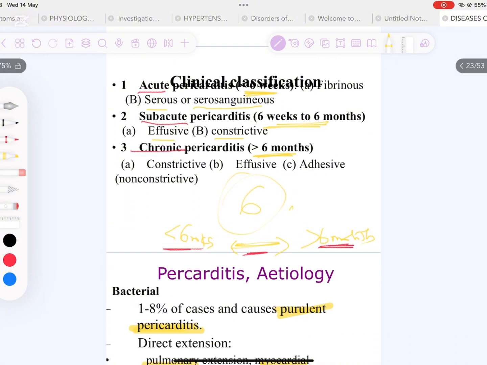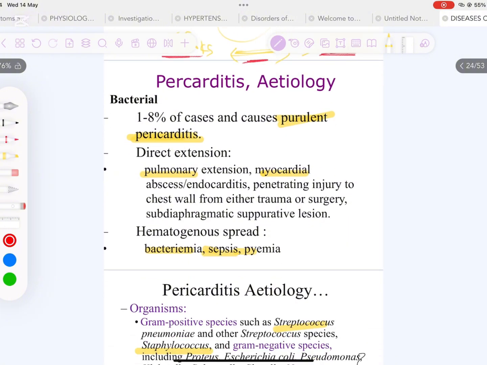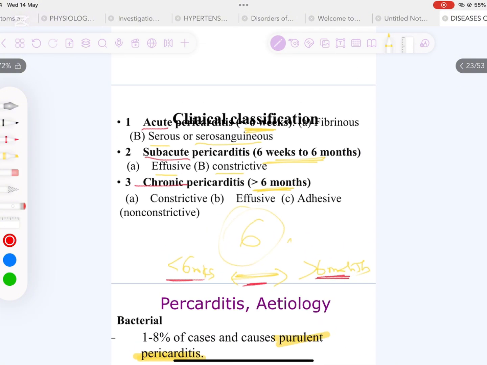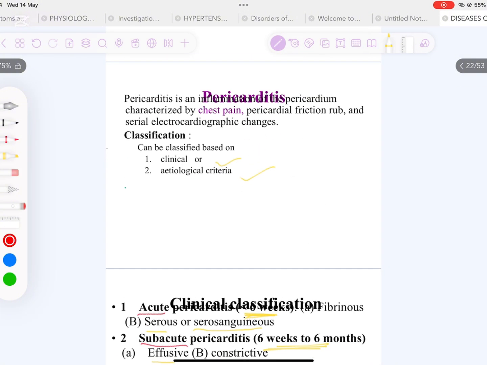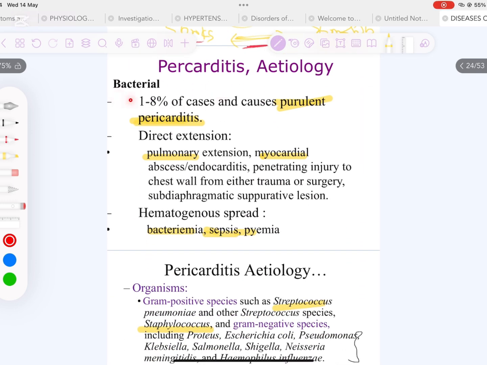Okay. Now, examples of the acute one. You see acute pericarditis in fibrinous, serous, or serosanguinous forms. Remember, serous is the clear one. Serosanguinous is the one that has both blood and serum. Then for subacute, it can be effusive or constrictive. Then for chronic, it can be constrictive, effusive, or adhesive, that is, non-constrictive. Now, this is etiology. Remember, I said you are classifying it under clinical and then etiological criteria. So back to our etiology now, since we are done with clinical. Clinical was to show the time frame.